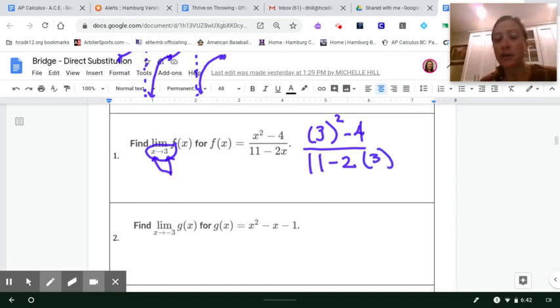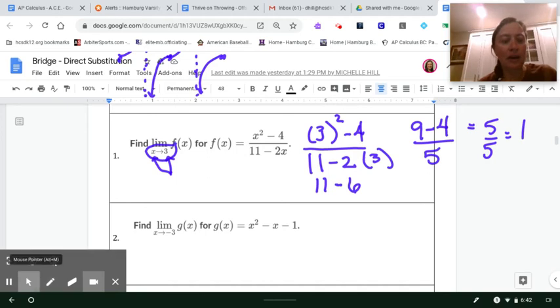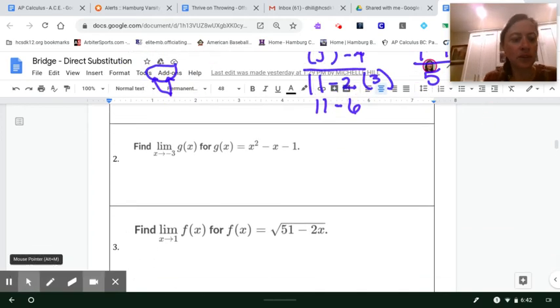3 squared is really 3 times 3. So that's going to get me 9 minus 4, which is 5. This is really 11 minus 3 times 2 is 6, which is 5. So I get a final answer of 1. Direct substitution, as simple as it sounds, plug the number in and do your math correctly. We'll try the next one, number 2.